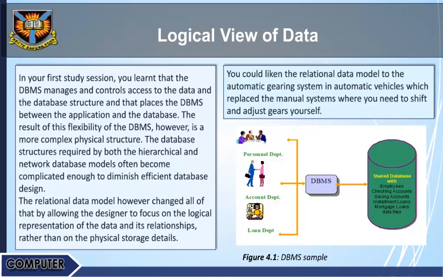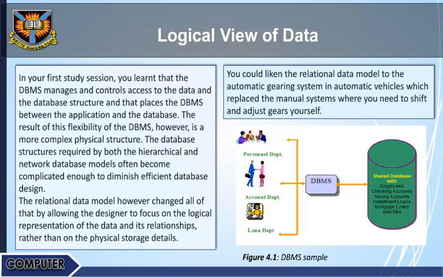Logical view of data. In your first study session, you learned that the DBMS manages and controls access to the data and the database structure, and that places the DBMS between the application and the database. The result of this flexibility of the DBMS, however, is a more complex physical structure. The database structures required by both the hierarchical and network database models often become complicated enough to diminish efficient database design. The relational data model, however, changed all of that by allowing the designer to focus on the logical representation of the data and its relationships rather than on the physical storage details.